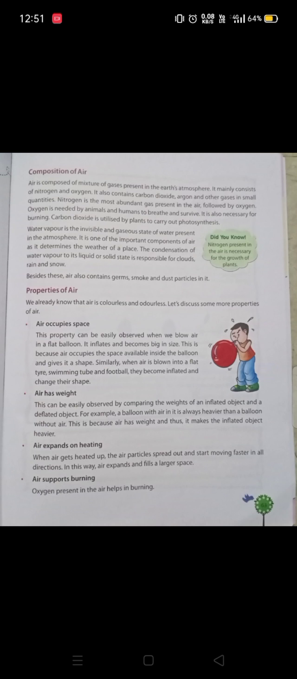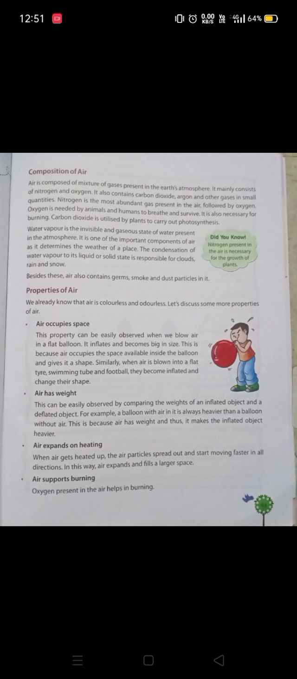Now we are going to study the composition of air. Alright. Air is composed of a mixture of different gases. In air we find so many other gases also present in the earth's atmosphere. See, our earth is covered with a layer of air, that is atmosphere, okay. It mainly consists of nitrogen and oxygen. What are the two main gases? Nitrogen and oxygen. It also contains carbon dioxide, argon and other gases in small quantities.